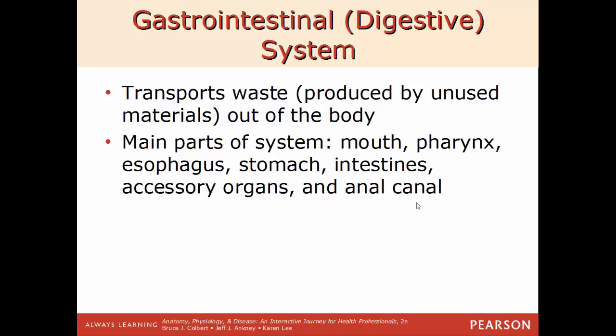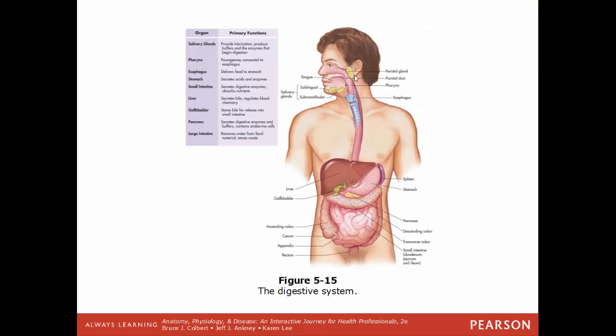The main parts of the system: the mouth, pharynx, the esophagus, stomach, the intestines, both large and small, the accessory organs like the gallbladder and pancreas and liver, and the anal canal. Here's an overview of that system. You have different salivary glands here, the parotids and submandibular and sublinguals. Of course, the mouth, esophagus goes down to the stomach, then small intestine here, large intestine here. Then whatever isn't used by the body or is not wanted by the body gets turned into feces and then comes out the anal canal.